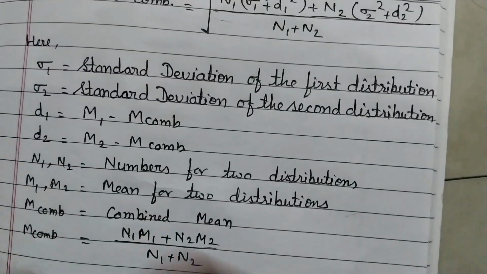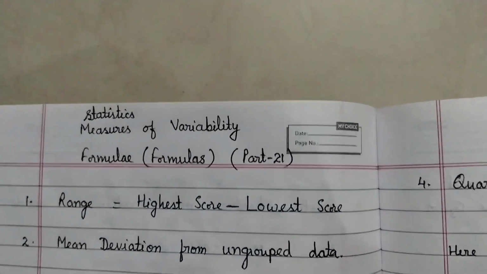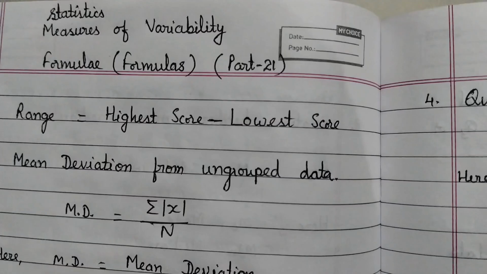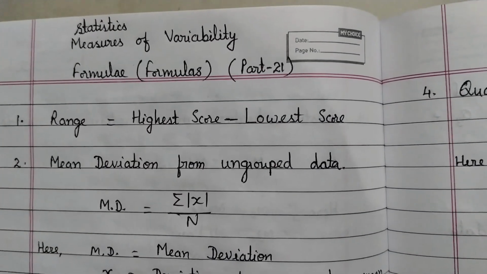So this is all about measures of variability, and from this chapter I have covered all the formulas. 11 formulas I have covered in part 21. So this is all about this part.